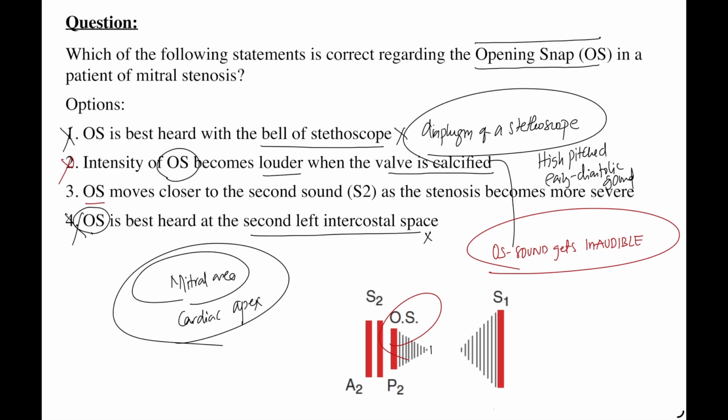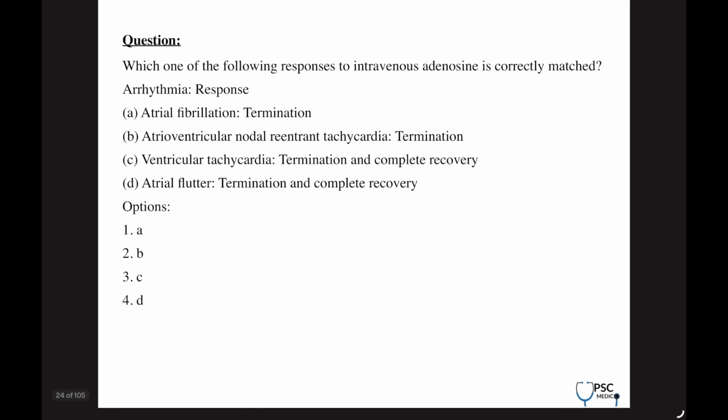Now, the opening snap moves closer to the second sound as the stenosis becomes more severe. Yes, the closer the opening snap is to the second heart sound, the more severe the stenosis. Okay, so the correct option is answer 3. The remaining options are wrong.